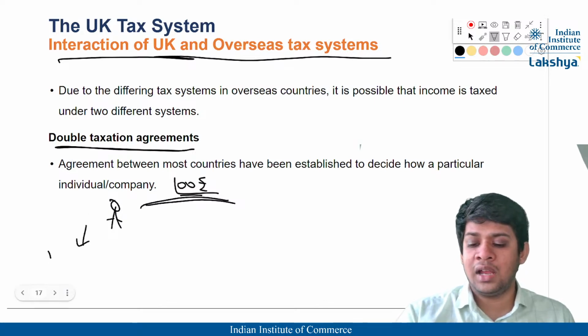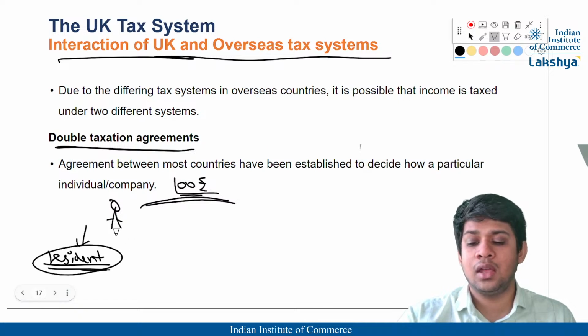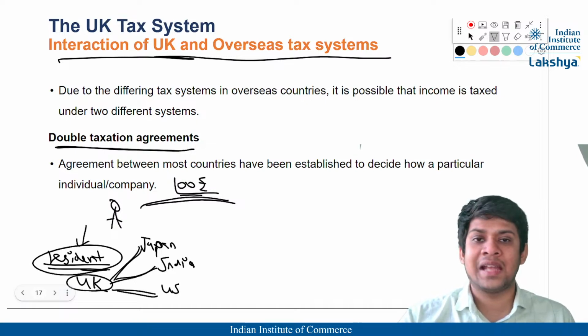So guys, always remember, if I am a UK resident, that means I'm staying in UK. So for my UK residency, I will be taxed on the incomes that I'm generating in UK and also all my overseas income. Maybe I'm exporting to Japan, to India, to US. So all these incomes that I'm generating in Japan, in US, in India, and in UK, all these will be taxed.